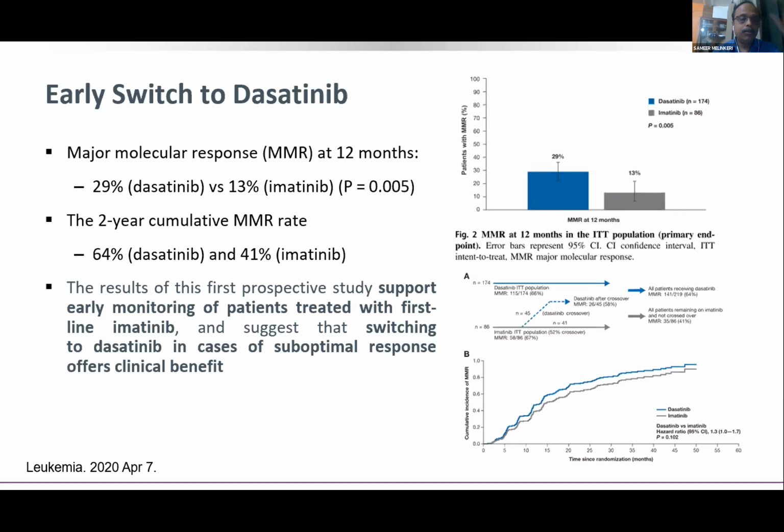The major molecular response at 12 months for those patients who were switched to dasatinib was 29% versus 13% for imatinib, and this was significant. The 2-year cumulative MMR rate was 64% for dasatinib versus 41% for imatinib, and therefore the results of this study support the early monitoring of patients treated with first-line imatinib and suggest switching to dasatinib in case of suboptimal response offers clinical benefit.